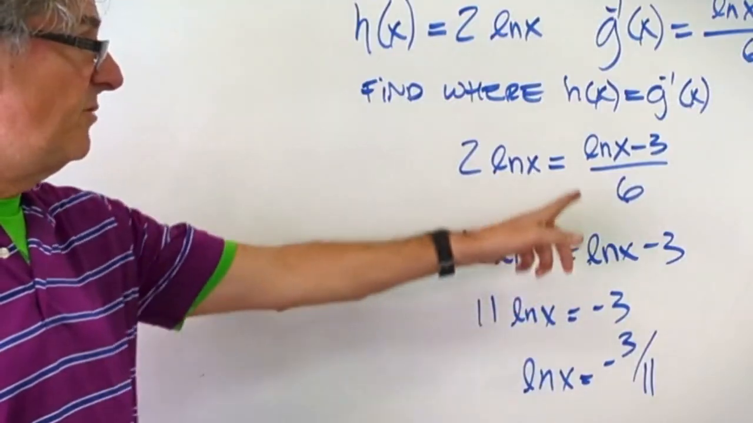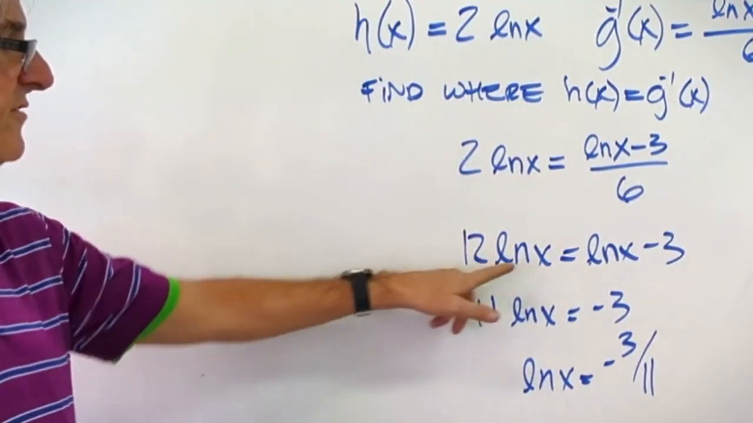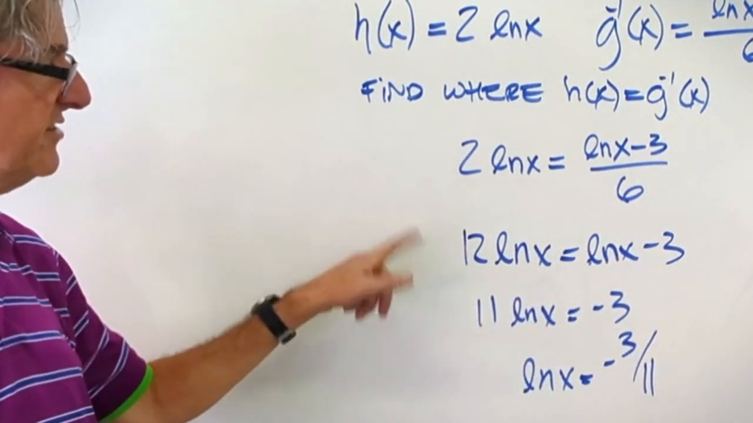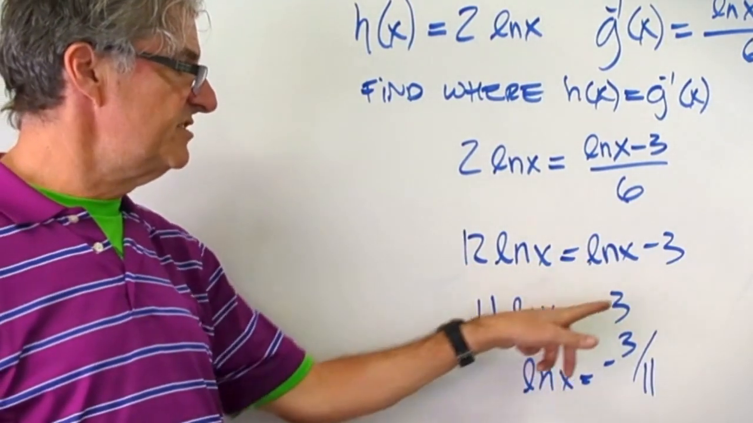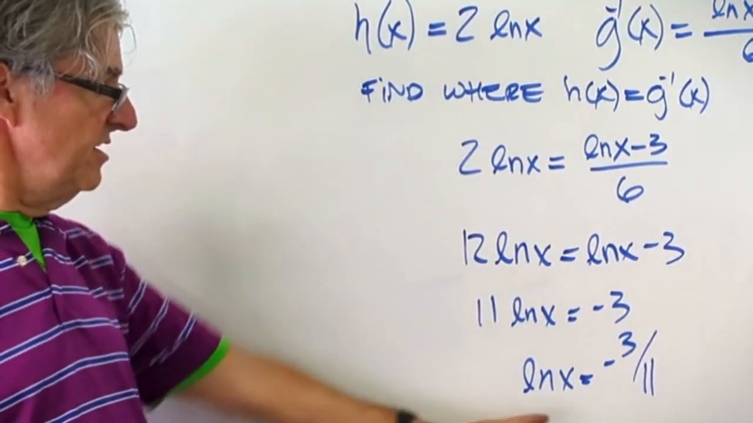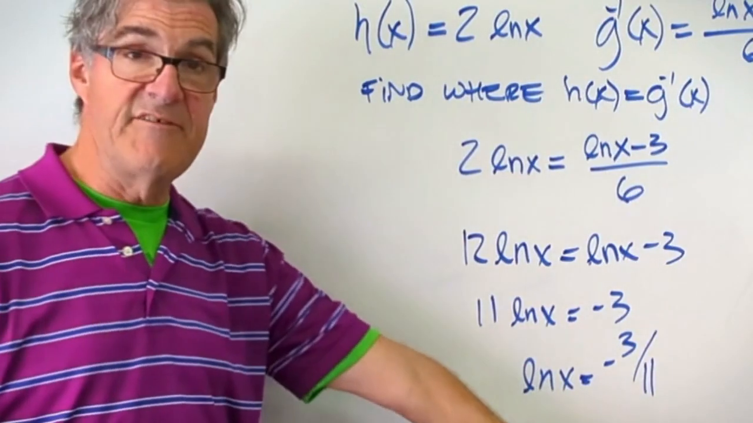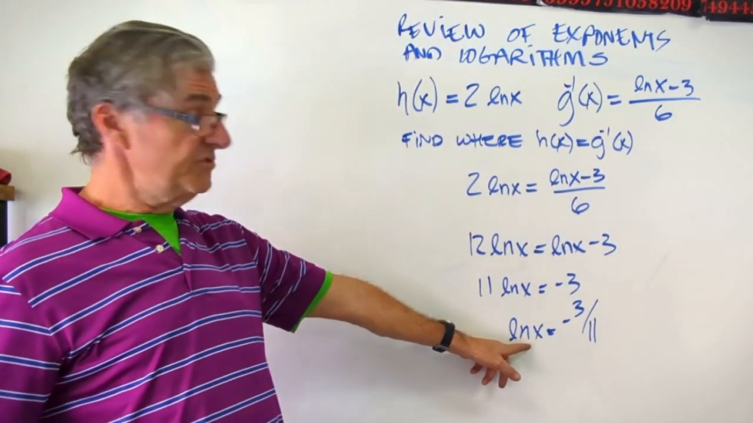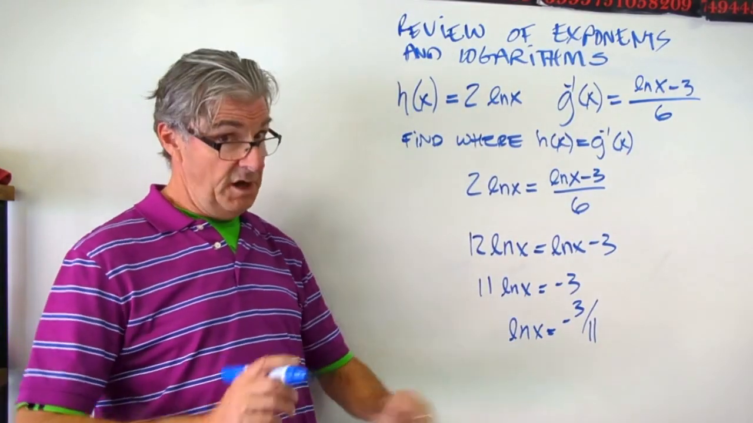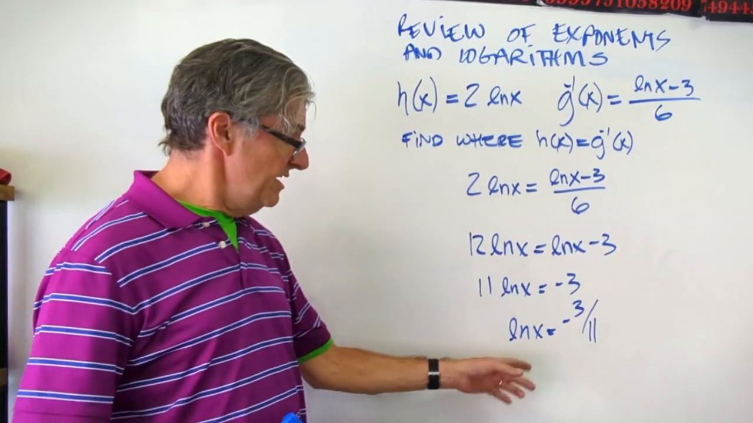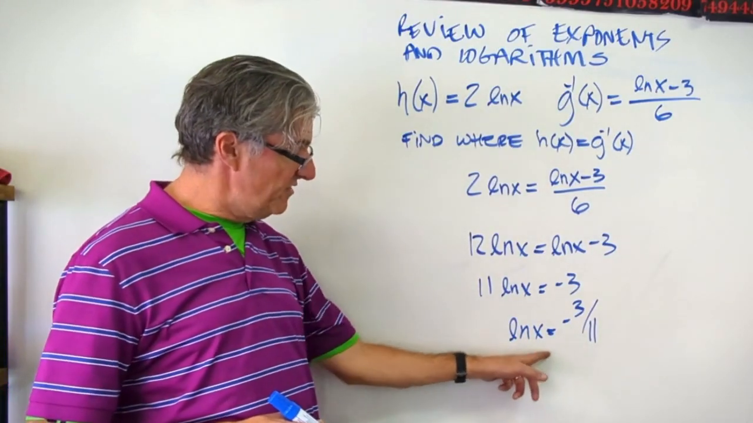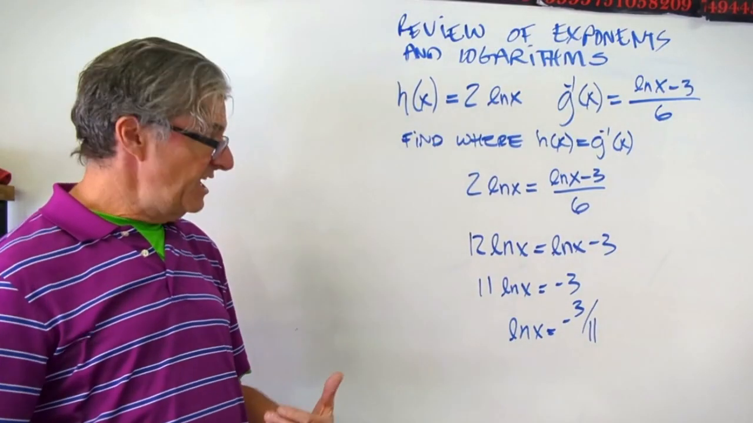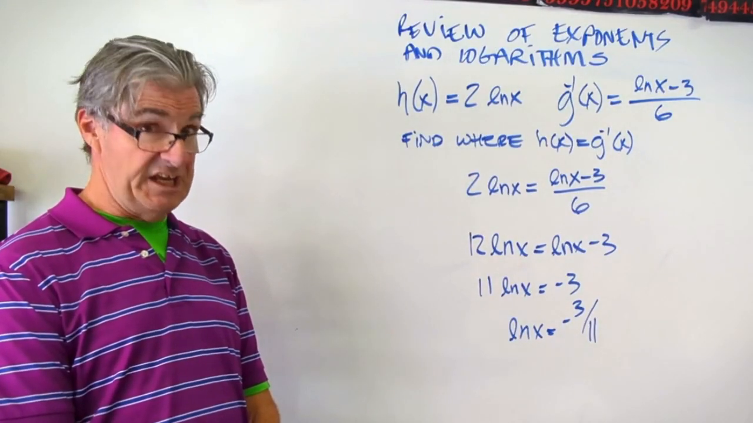So what I did here is I just multiplied both sides by 6. I got 12 natural log x equals natural log x minus 3. I subtracted my natural log of x from both sides. I have 11 natural log x equals minus 3. I divided through by 11, so I have the natural log of x equals minus 3 over 11. That's great, except to solve, we really need to know what x equals. So this last step, non-calculator, tests your understanding of what this is asking, so that you can rearrange the equation to something that gets x by itself. So go ahead and give that a try.